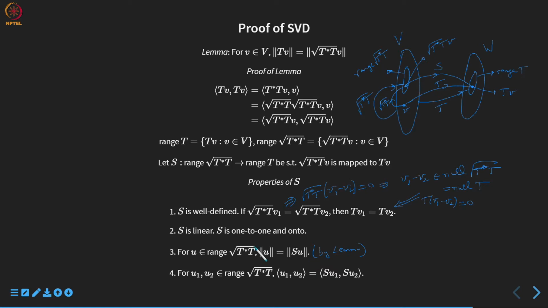Okay. From that lemma, you can see this result, right. So, if you have a U which belongs to the range of square root T star T, and that U, by S, goes to some point here in the range of T, then U and SU have the same norm, right. So, that is the restatement of this result of the same lemma. U and SU have the same norm. Okay. S is linear, U and SU have the same norm.